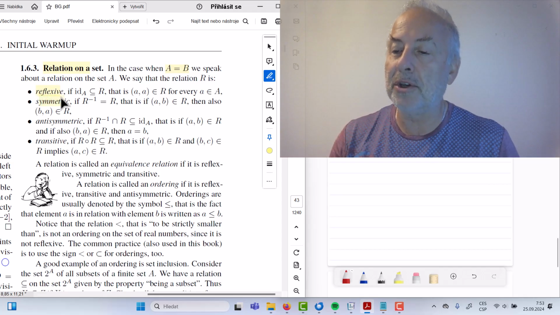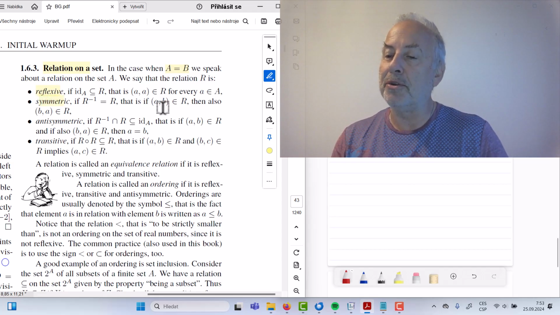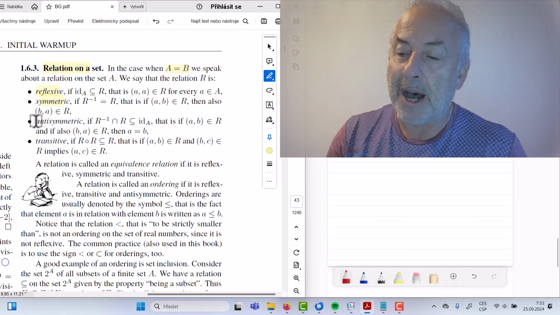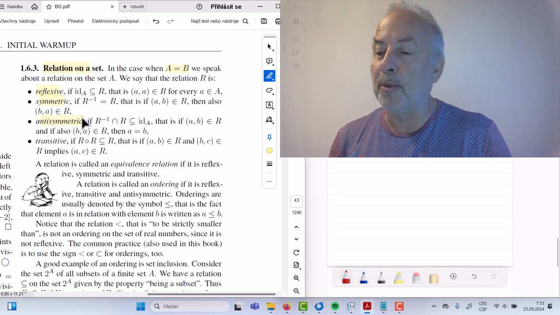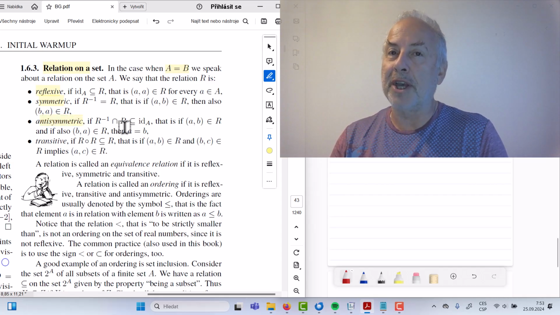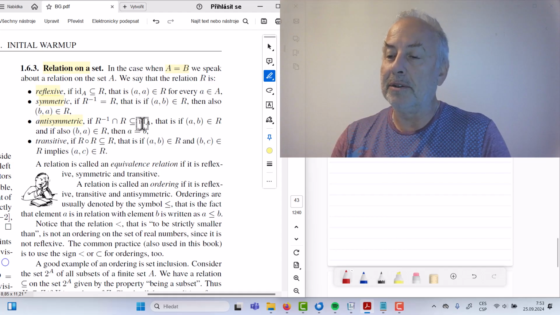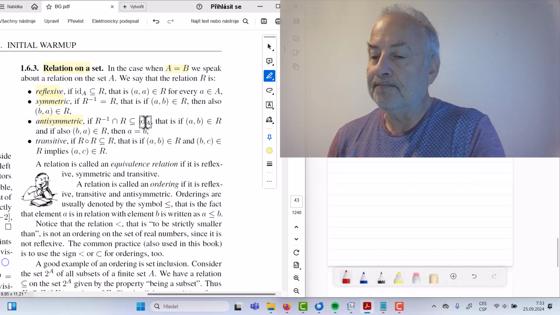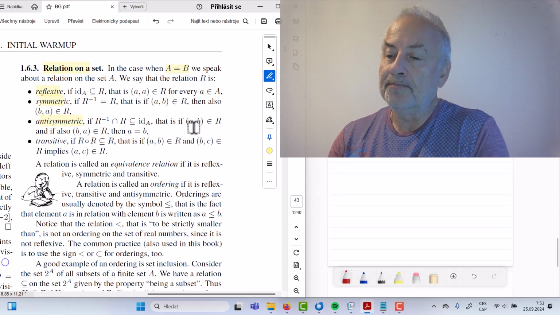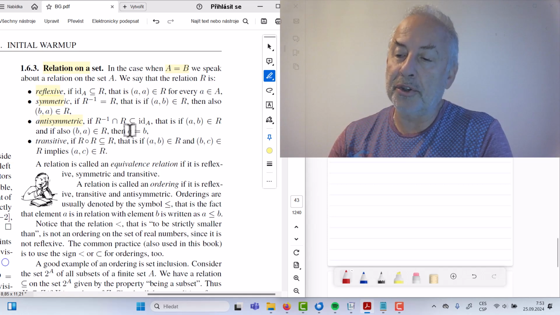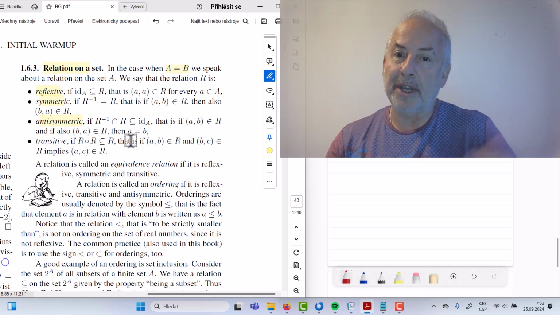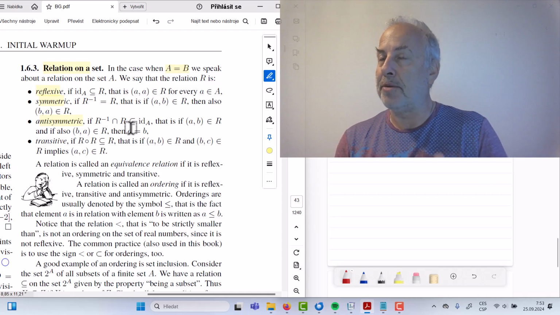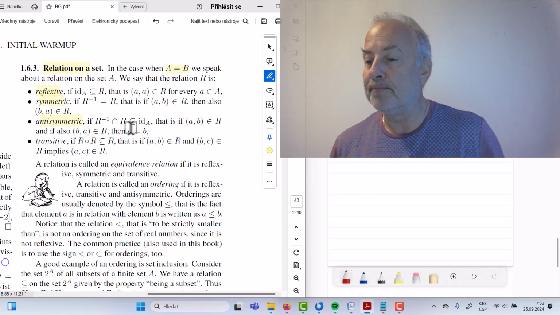It's symmetric. It means that with AB there is also BA there. So the inverse of R is the same as R. Antisymmetric, it's just the opposite. So the inverse intersects with R at most at the diagonal, right? So the intersection is at most the set of couples where A equals B. But it doesn't say that they must be there, right? It could be also empty, the intersection.